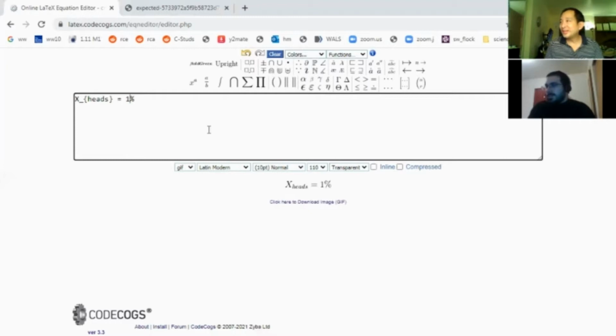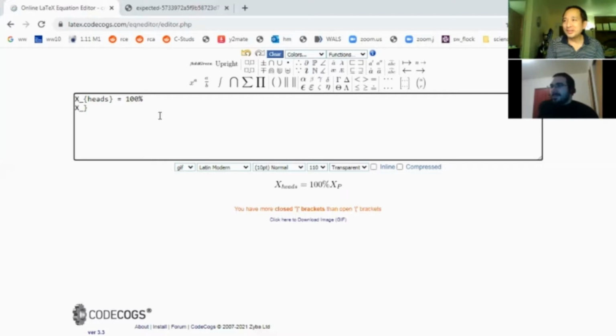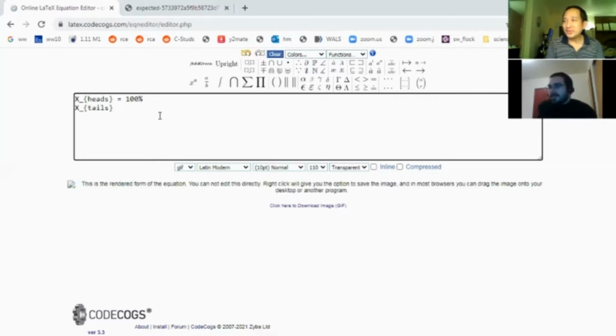So it's just kind of funny. It likes 10%. Oh, 10%, okay. Now it likes 100%. There. So you're seeing the rendering here. Yeah, 100%. And then if I say X tails equals 0, right? 0%. I don't know why it didn't like that.